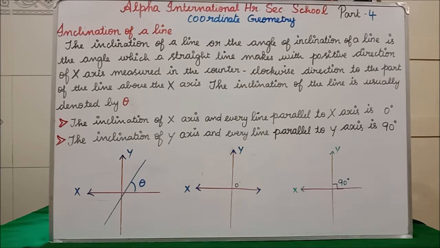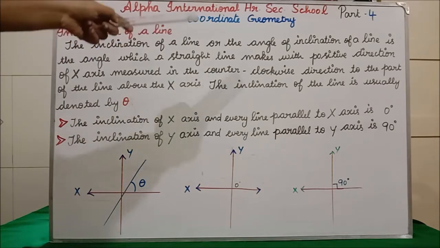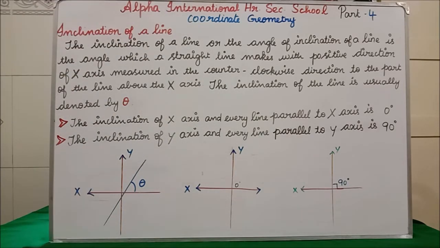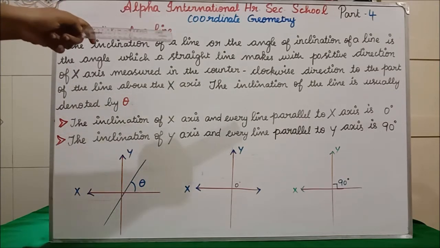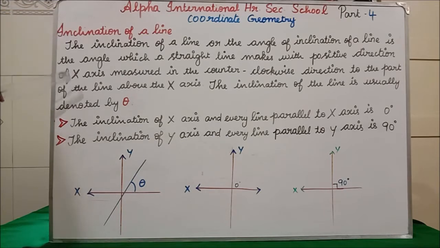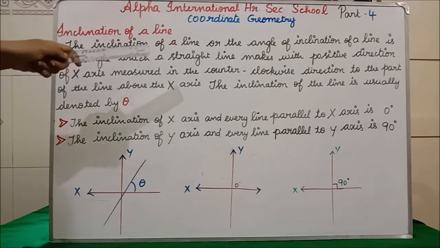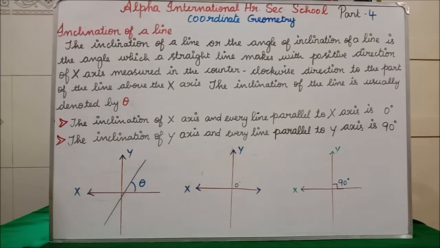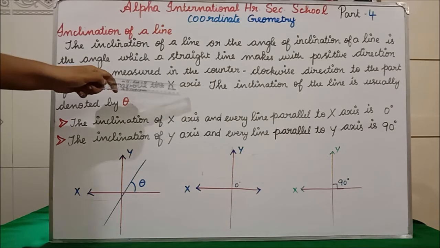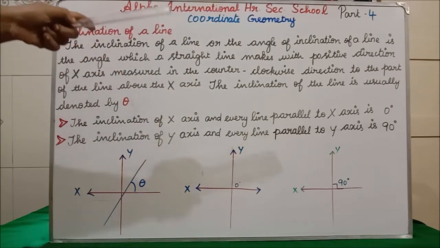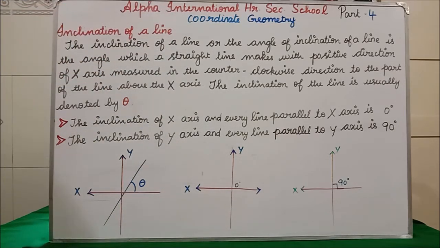Inclination of a line or the angle of inclination of a line. We can say it in two ways. Okay, that is the first line. The inclination of a line or the angle of inclination of a line is the angle which a straight line makes with positive direction of x-axis measured in the counterclockwise direction to the part of the line above the x-axis. The inclination of the line is usually denoted by theta.